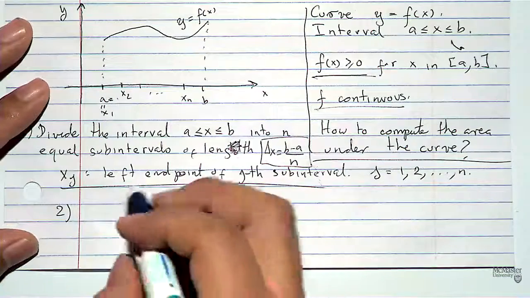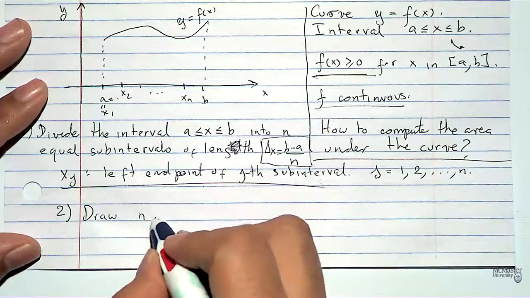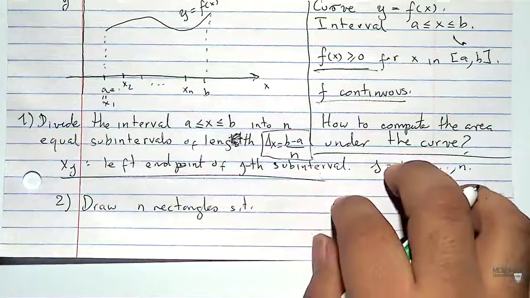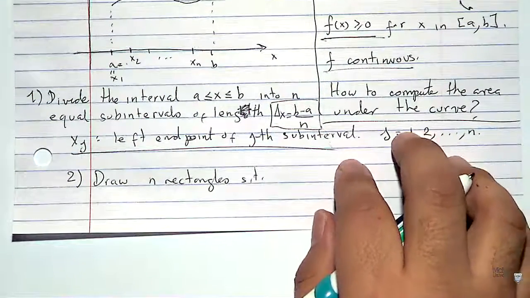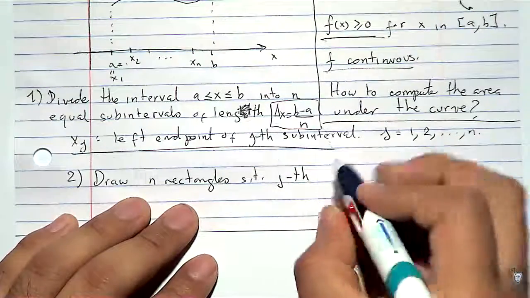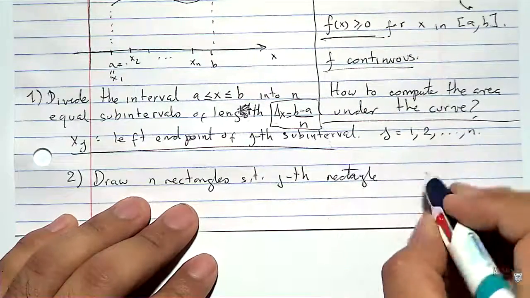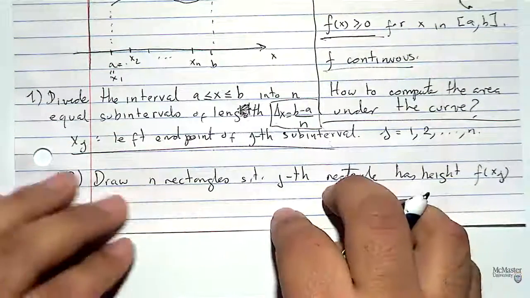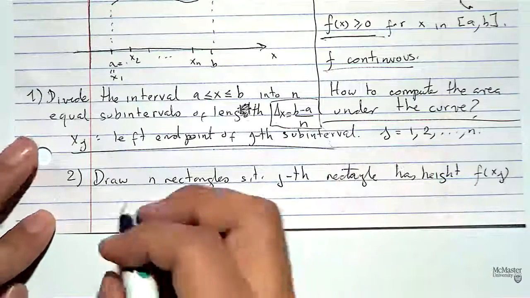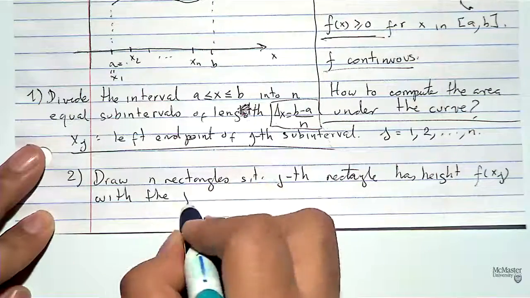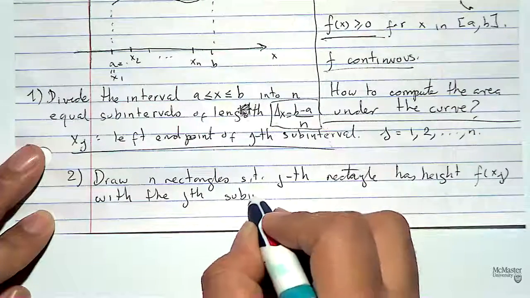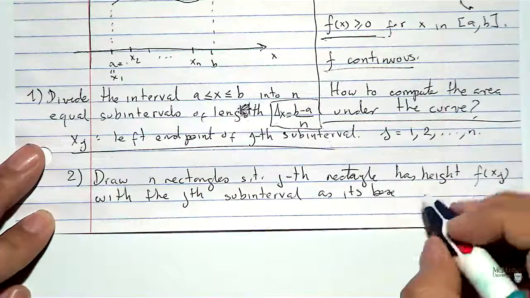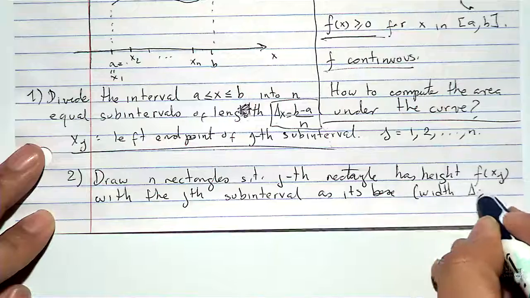What I will do now is to draw n rectangles such that the jth rectangle has height f of xj. The plot will make it simpler, okay? With the jth subinterval as its base. So that rectangle would have a width of delta x.